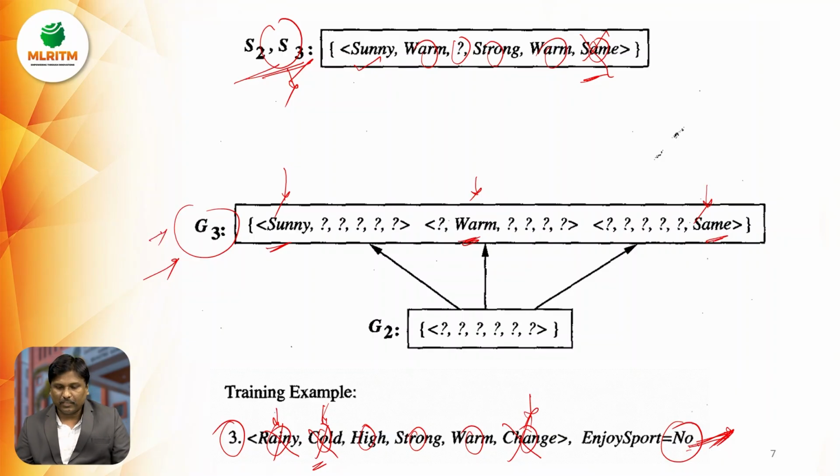Okay, are you getting my point? For positive training examples, S is altered. Sorry, I'm sorry. For positive examples, S is altered. For positive examples, G is not altered. For negative examples, S is not altered and G is to be updated.